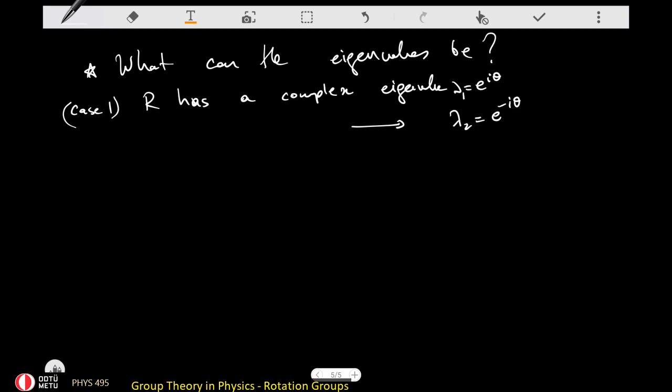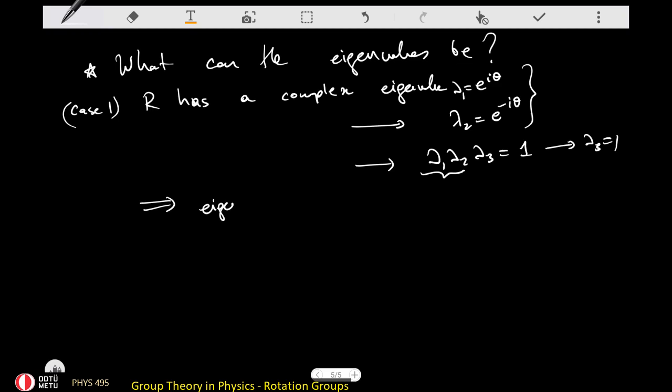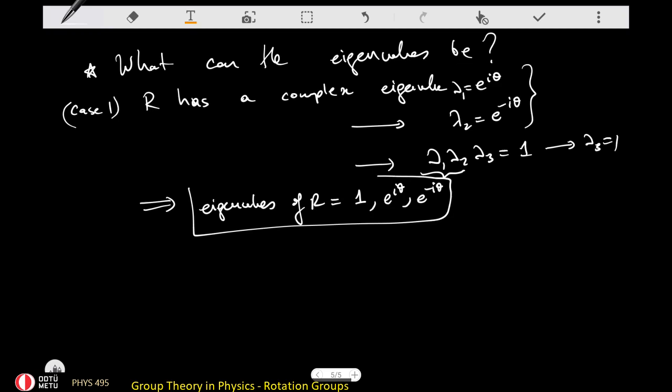So this is different than e to the i theta. And therefore, because the product of the 3 eigenvalues should be equal to 1, and the product of the first 2 eigenvalues is obviously 1, this lambda 3 should be equal to 1. And so in that case, the eigenvalues of R are 1, e to the i theta, and e to the minus i theta. So that's the first case. If the rotation matrix has a complex eigenvalue, then the eigenvalues must be of that form.